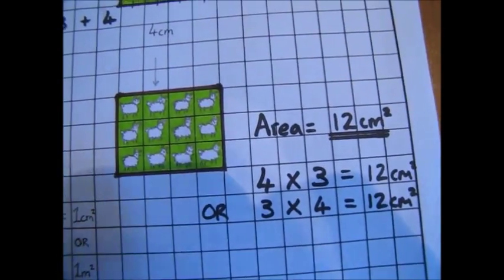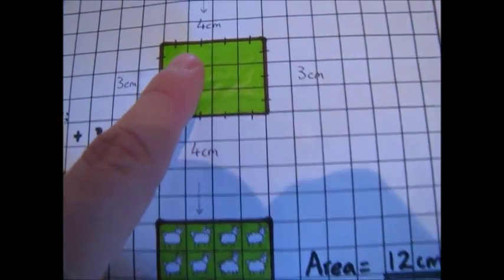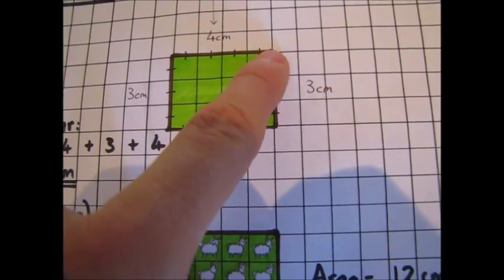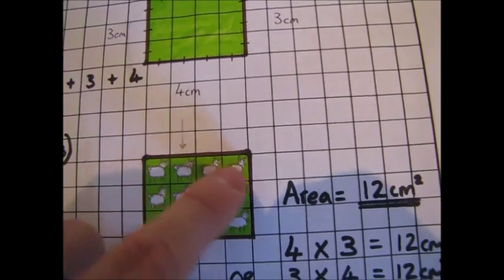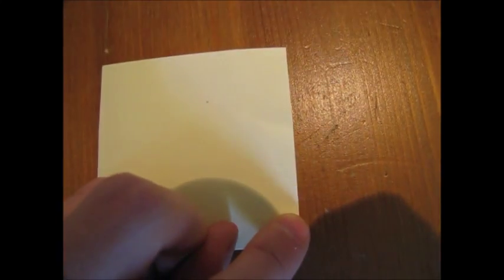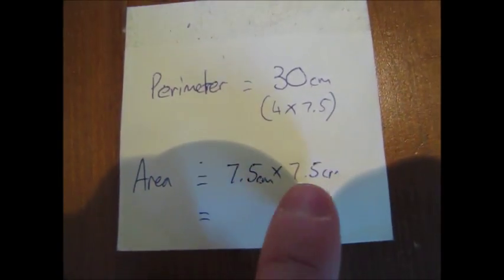Now for the area, going back to Farmer Joe's field, when we were calculating the area, we found out that if you just times one length by its width, so 4 centimeters by 3 centimeters, i.e. 4 sheep times by 3, that will give me the area. So I'm going to use that method for my post-it note, and I know I've got a length of 7.5 here and a width of 7.5, so I simply need to do 7.5 multiplied by 7.5. Like this, 7.5 times by 7.5.